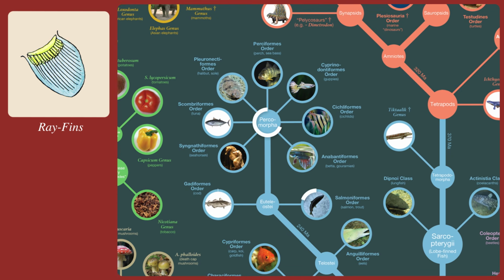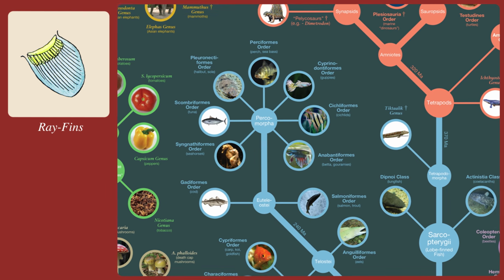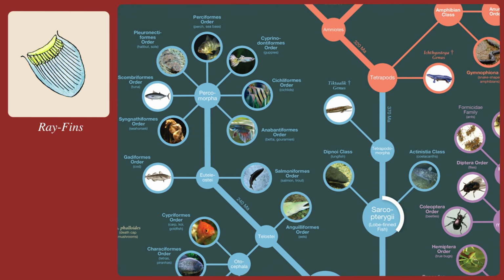Percomorphs are, evolutionary speaking, newer fish, in that they mostly developed after the extinction of the dinosaurs. They include edible fish like tuna, halibut, and perch, but also popular aquarium fish like guppies, cichlids, and bettas. And then there's one of the strangest fish of all, seahorses, named because they have upright heads that look like horses. Let me now tell you about lobe-finned fishes.